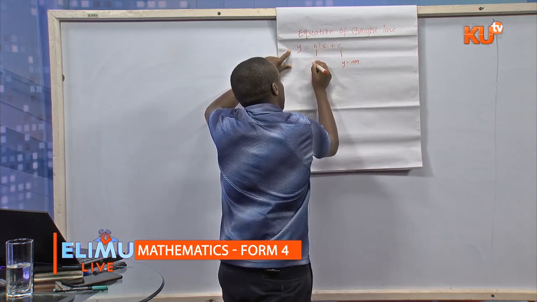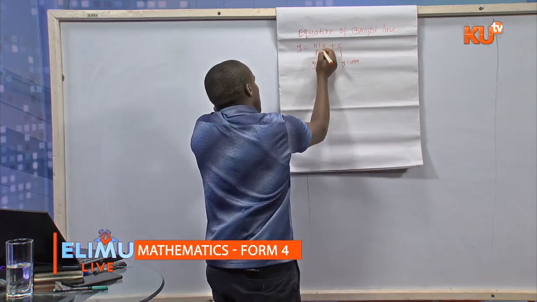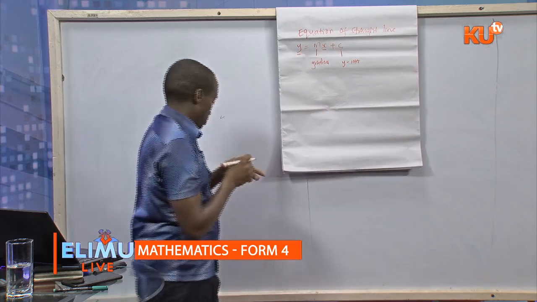M stands for the gradient. And these two, they are variables. They can change.